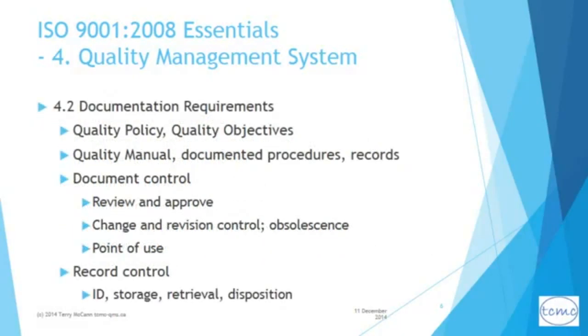4.2 deals with documentation requirements. Specifically required are a quality policy, quality objectives, the quality manual describing or referencing documented procedures, and records which provide evidence of conformity to QMS and other requirements, and to demonstrate the effective operation of the procedures making up the QMS.